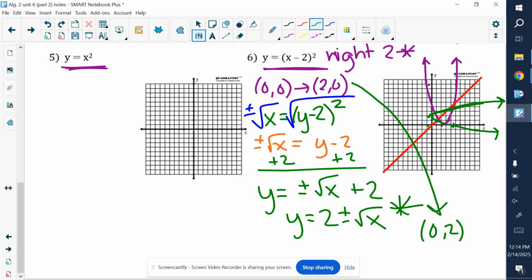We will talk later in this unit about how this relates to the actual square root of x graph. This plus or minus is where we're getting both sides of it. Okay, so that should help you as you do the other parabola graphs. So your task is to finish the problems on pages 5 and 6 that we didn't do together, and then check that from Canvas. Good luck.